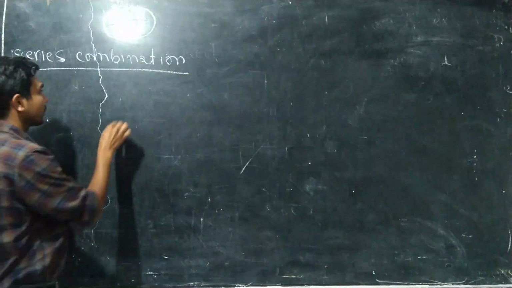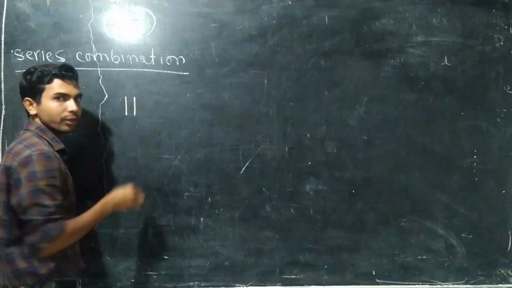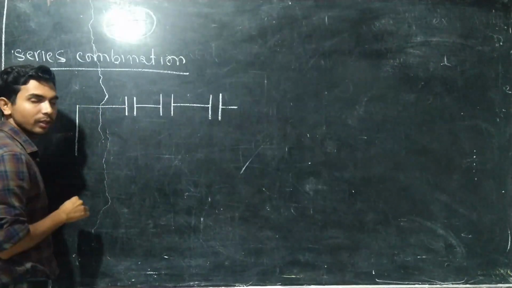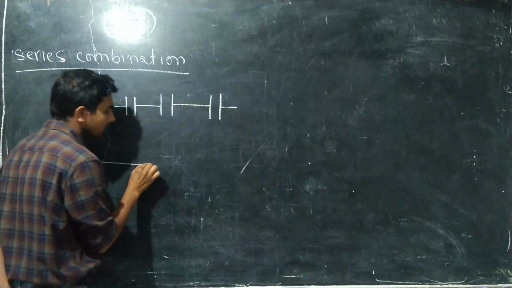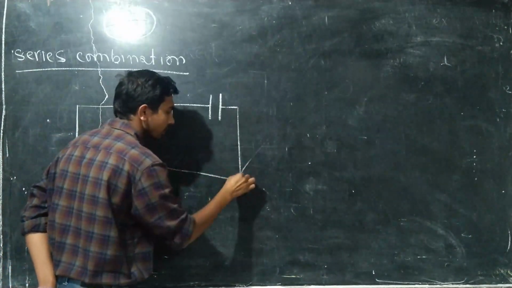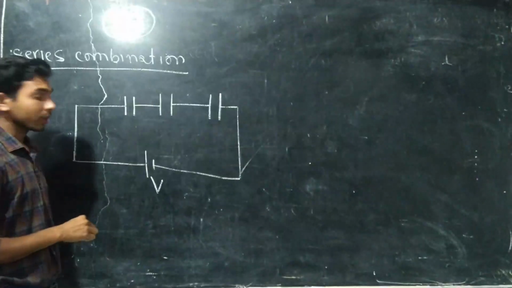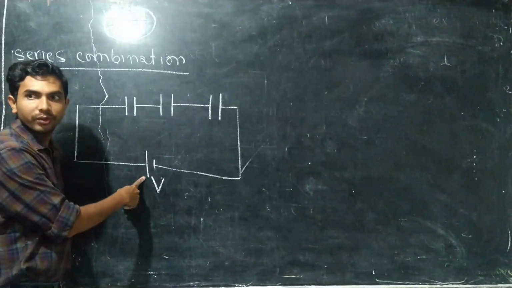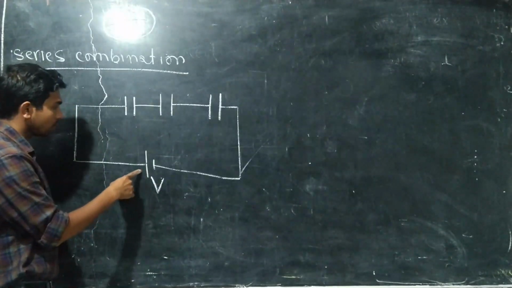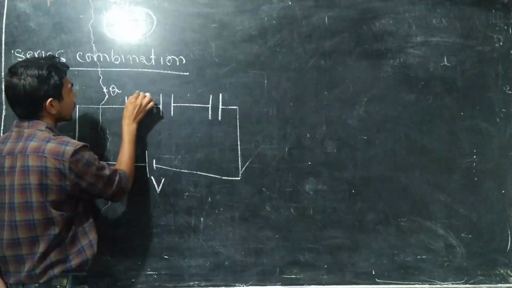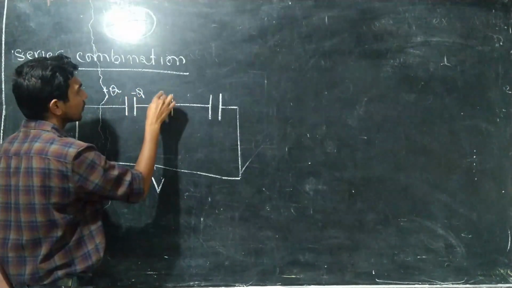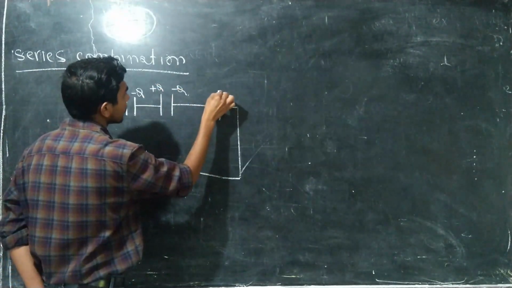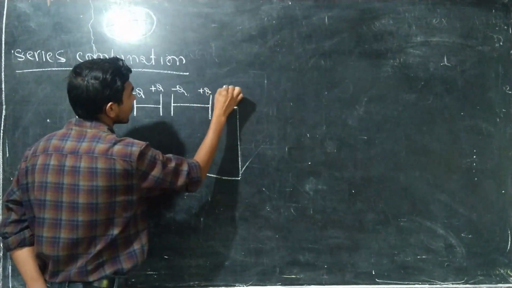Right? Series combination. Okay, so now I'm going to draw a circuit of a series combination of capacitors. Suppose three capacitors are connected in series, and this combination is connected through a battery of potential V, right? Due to this, charge appears on the capacitors. So this is your positive terminal, so charge starts moving; plus Q will appear on this plate, minus Q on this plate. Similarly on the next capacitor, plus Q on this plate, minus Q on this plate. So here again plus Q, minus Q, right?